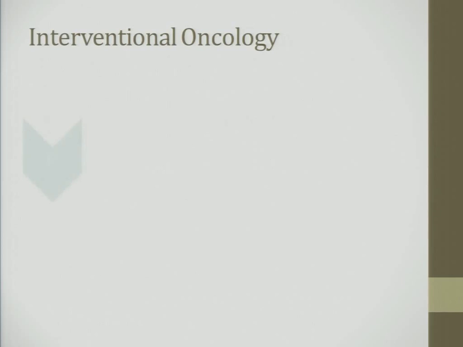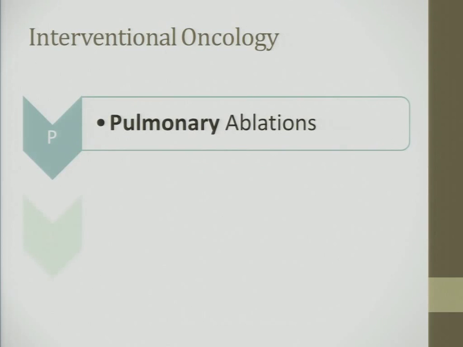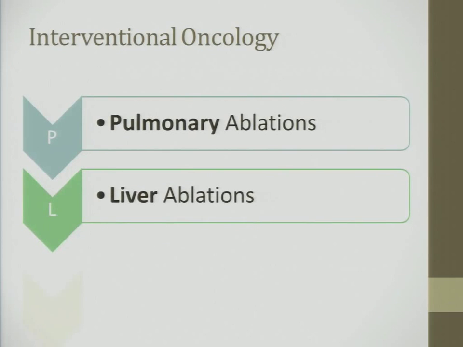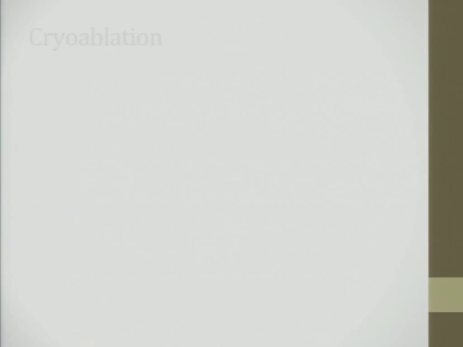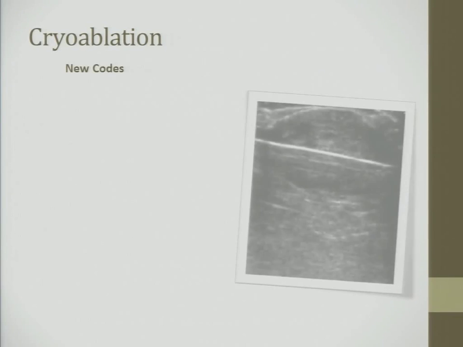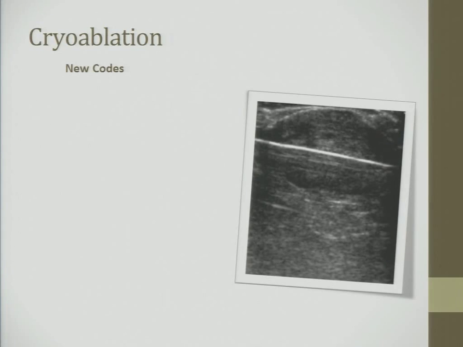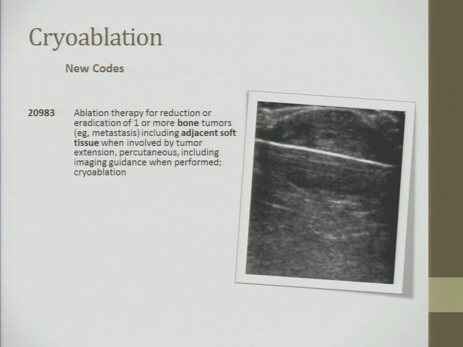In the realm of interventional oncology, there were several changes to ablation codes in the lung, liver, and bone. Two new CPT codes have been created specifically for reporting percutaneous cryoablation procedures of bone and liver tumors. 20938 reports cryoablation of one or more bone tumors, including adjacent soft tissue when involved by tumor. This code includes any modality imaging guidance when performed.